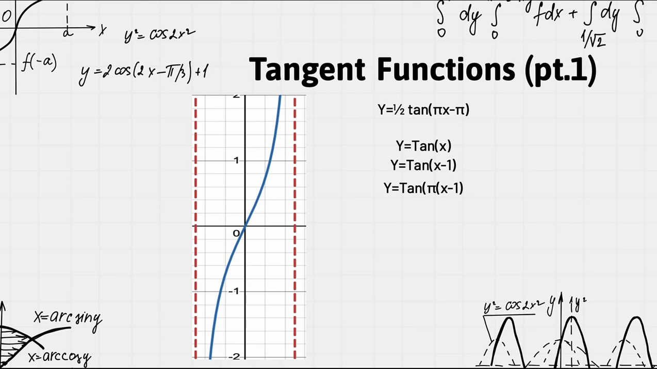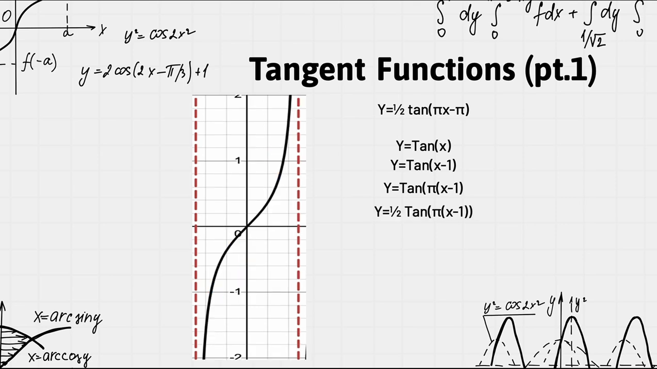And then the last thing we have to do is a vertical shrink of 1/2. So again, it doesn't really affect the amplitude a whole bunch because there's not really a clear amplitude. It just kind of goes on forever. But our period does change, and our period goes from pi to 1.